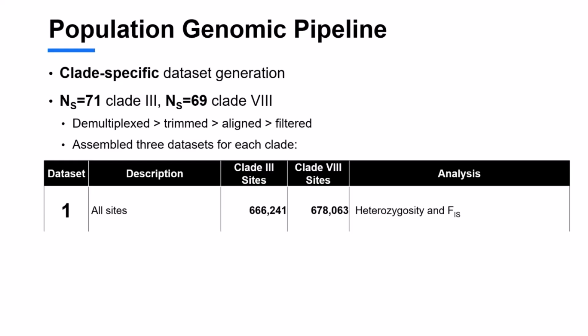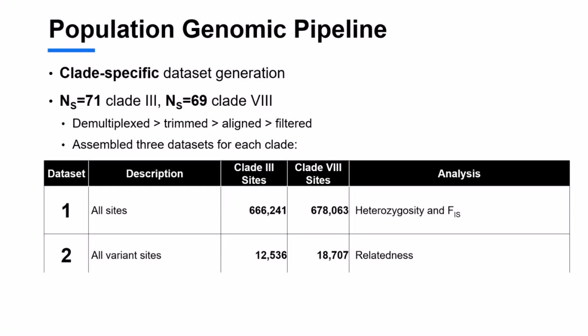The overall goal of this assembly is to retain as much data as possible while also removing bias from things like the inclusion of invariant sites. However, those invariant sites are incredibly important for calculations of heterozygosity and FIS, so they were retained in this first and largest data set. The next data set removed those invariant sites but kept every single variant site on every single locus, and that data set was used for relatedness analysis.